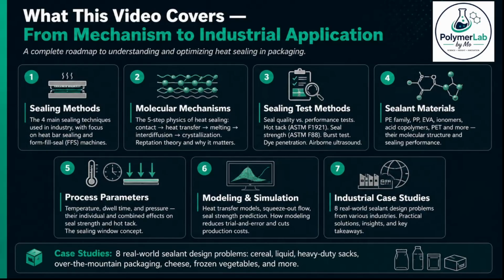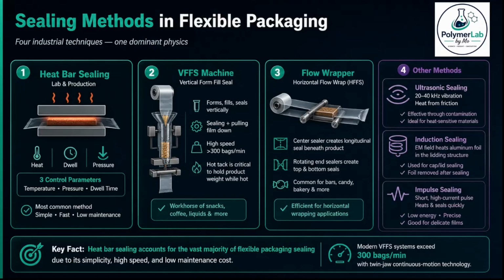Then, sealant materials: polyethylene, polypropylene, EVA, ionomers, acid copolymers, and why their molecular structure determines how they seal. Process parameters: temperature, dwell time, and pressure, and their combined effect on seal strength and hot tack. Modeling and simulation: how mathematical models replace expensive trial and error. And finally, 8 real industrial case studies where we apply all of this to actual sealant selection problems. Let us start with the methods.